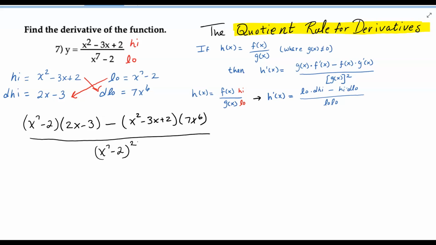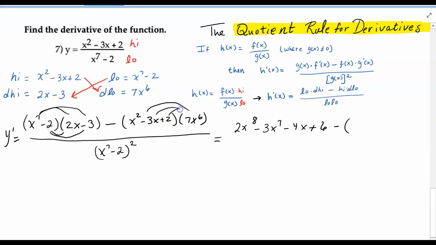All right, so what we're going to do to find y prime is we're going to do the FOIL of this. All right. So let's see what we get. 2x to the 8th power. So that's that. Minus 3x to the 7th. Minus 4x plus 6. Okay. Now I'm going to have my minus, and I'm just going to distribute this in here.